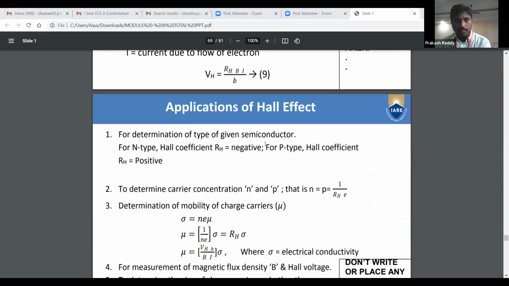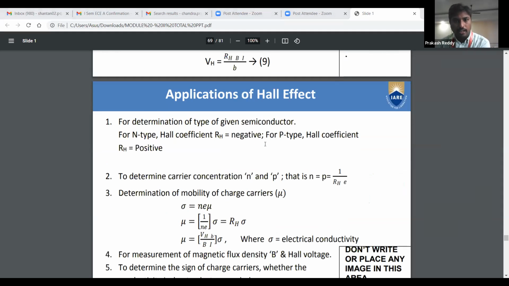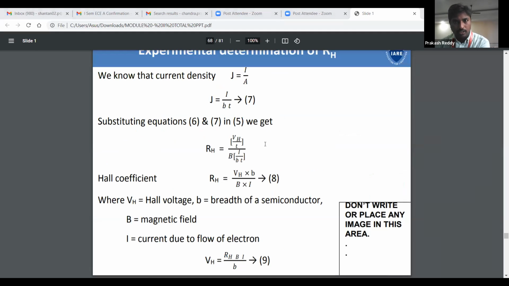And these are some applications of the Hall effect. All of you try to take a screenshot of this fourth slide also. No need to note it down. Take a screenshot and follow it later.